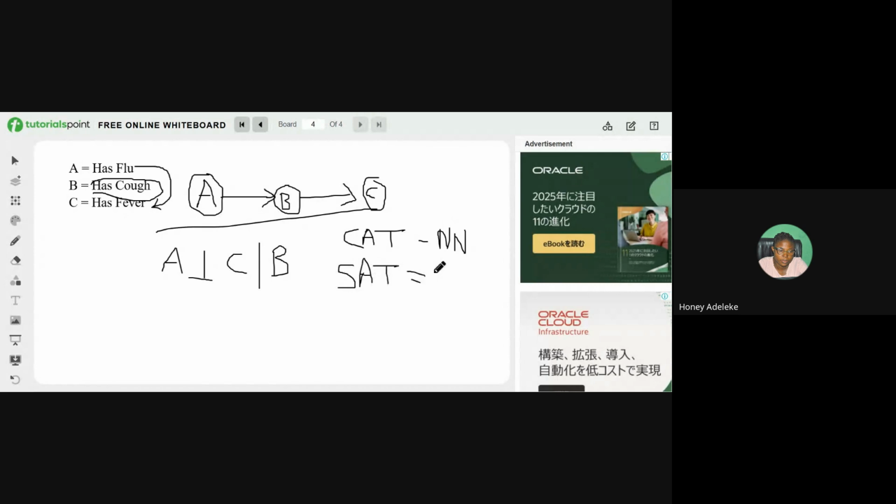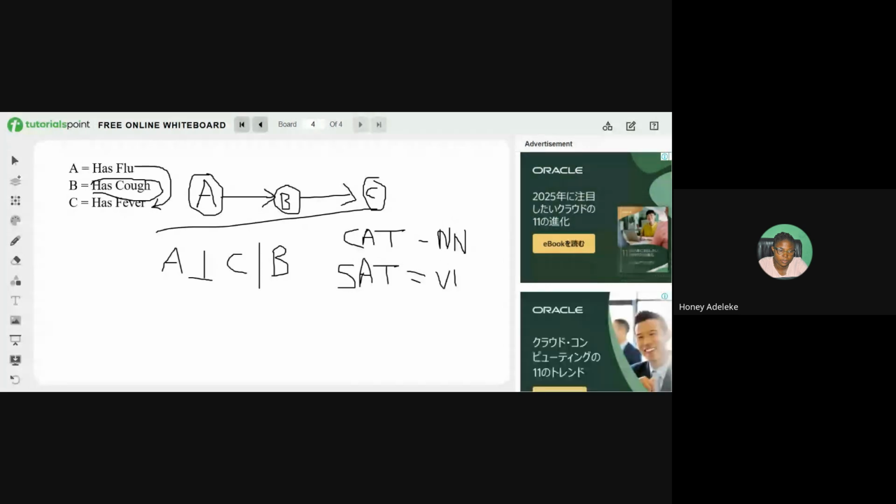Sat. How do we write that verb? Is it VB or VR or something? Is verb written as VR or VB? Linguistic students. They are not in the class. Okay, VB.